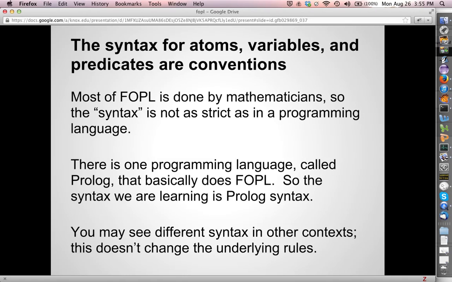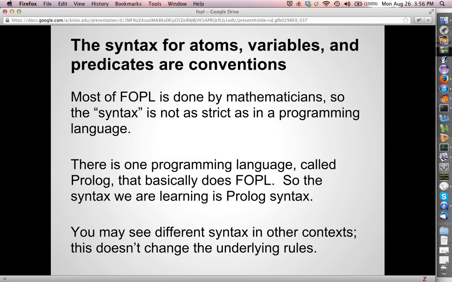The syntax for atoms, variables, and predicates, which we'll see in a second, are conventions. Most of first-order logic is done by mathematicians, so the syntax is not strict in the way that it would be for a programming language. You'll see different conventions used by mathematicians versus logicians, and you might see different conventions based on the textbook.